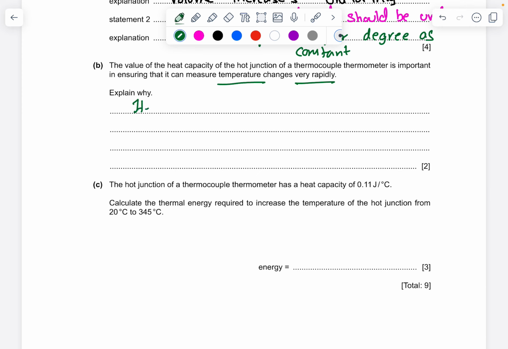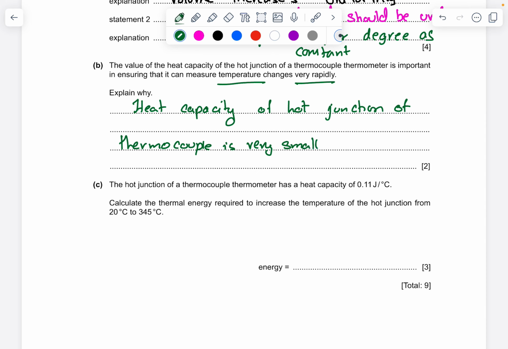So what can I write? The heat capacity of hot junction of thermocouple is very small. Why should it be very small? So that thermometer will reach the surrounding temperature faster.